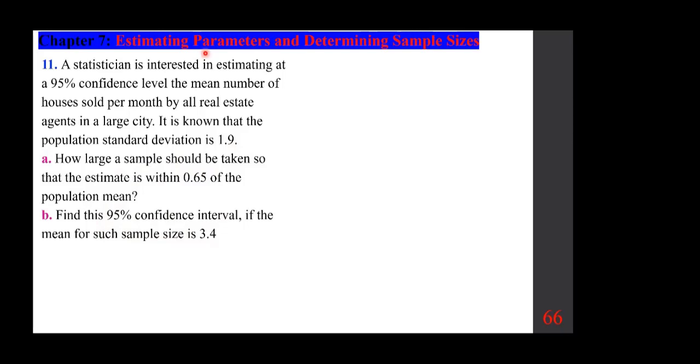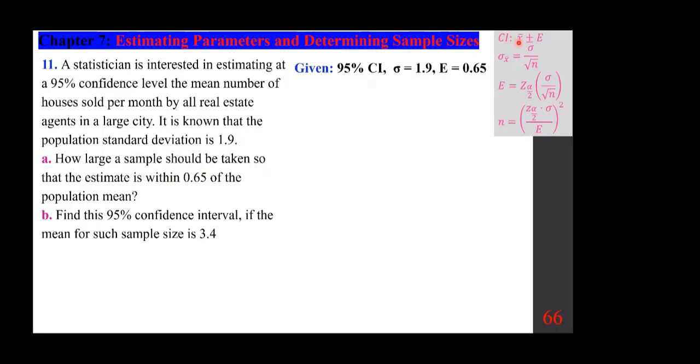So when we read the question, what is given? We want 95% confidence interval. Sigma is 1.9. Part A, E is 0.65. I'm going to remind you of the formulas. Confidence interval is X bar plus minus E. Sigma of X bar is sigma over square root of N. E is z alpha over 2 times sigma over square root of N. If you are interested in a sample size, when we solve for N in this equation, it results in this one. So N is z alpha over 2 times sigma over E, quantity squared.